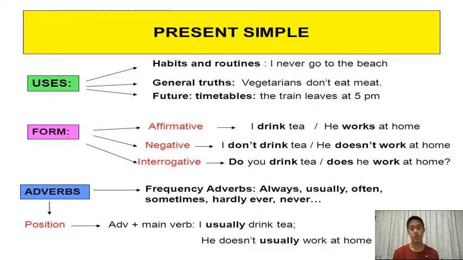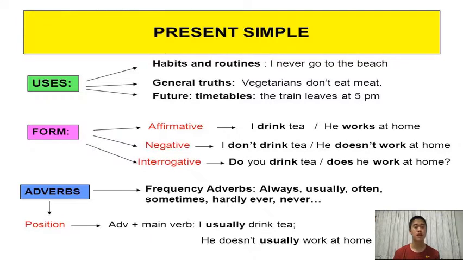I is first person, and so you don't have an S on the verb drink. But if you were to replace that with third person, such as he or she, you would add an S. He drinks tea, she drinks tea. Same goes with that second example. If I was to say, I work at home, notice there's no S. But he or she works at home, there is an S.